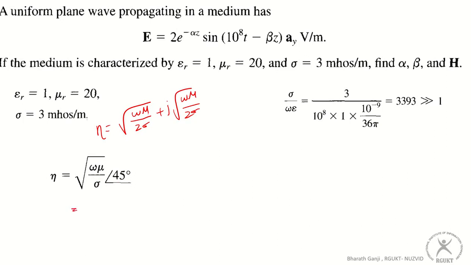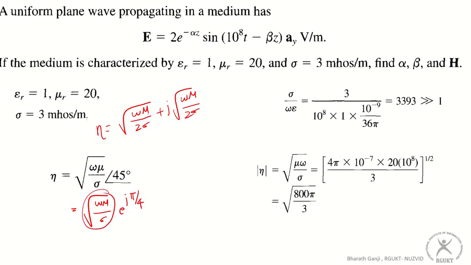Or I can also write it as square root of omega mu by sigma e power j 45, which is nothing but pi by 4. Right? So this is what I can do. So you have the intrinsic impedance. You need to calculate the magnitude of this number to get the total intrinsic impedance. So let me do it. The magnitude of intrinsic impedance is square root of mu omega by sigma, where this is mu naught, and this 20 is mu r. So mu r into mu naught gives you mu, and here is your omega, and this is sigma. You take a square root of it, you get an answer, square root of 80 pi by 3. So that is the value of intrinsic impedance.